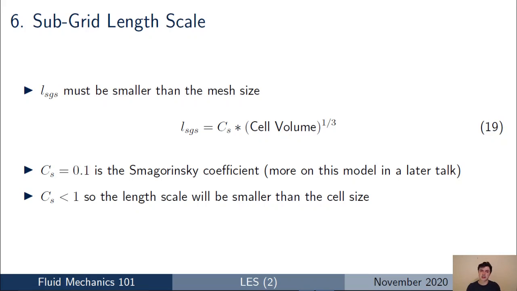And then you can go back to that previous equation, and that will give you the subgrid scale turbulent kinetic energy. So after a few stages, you can manage to piece together that subgrid scale turbulent kinetic energy.